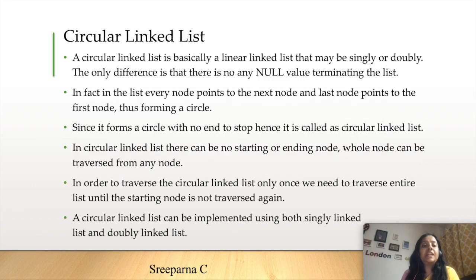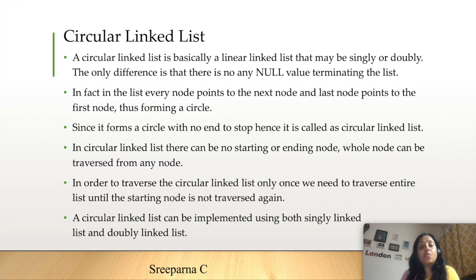Now we come to the next one, that is the circular linked list. A circular linked list is basically a linear linked list that may be singly or doubly linked. The only difference is that it has no null value terminating the list. In this list, every node points towards the next node and the last node points back towards the first node. So it basically forms a circle. It does not have any stop, since it is circular in nature. There is no starting or ending node.